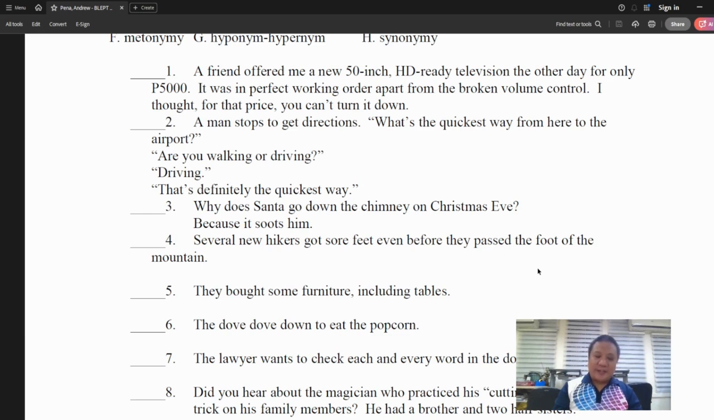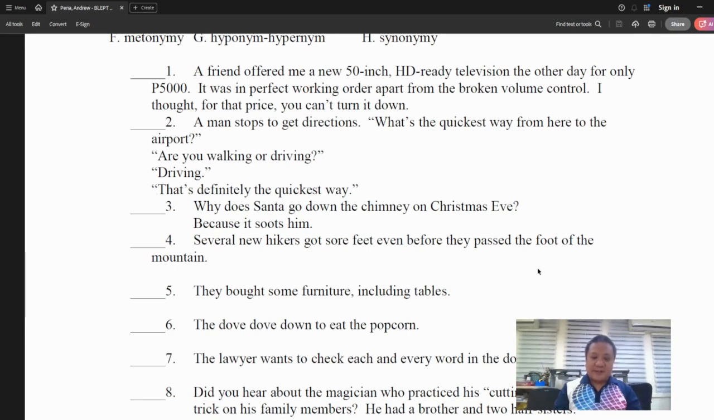Number 4 is A, polysemy. Foot of the hiker and foot of the mountain, they're not the same, but they are closely related. So that's polysemy. Number 5, they bought some furniture, including tables. The answer is G, hyponym, hypernym. Table is the hyponym, furniture is the hypernym.